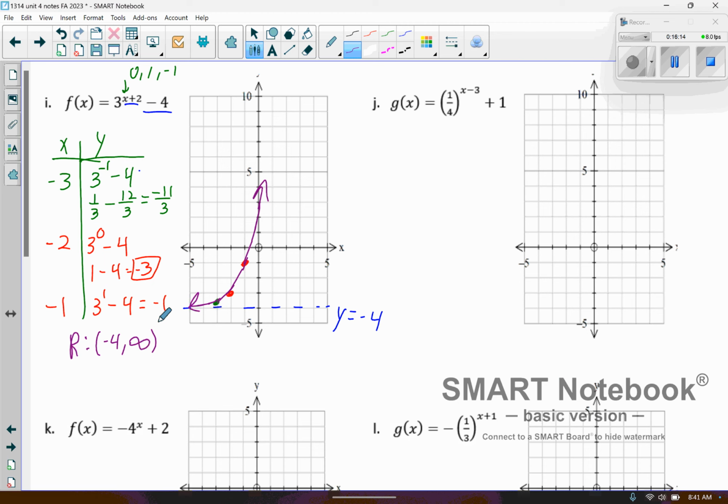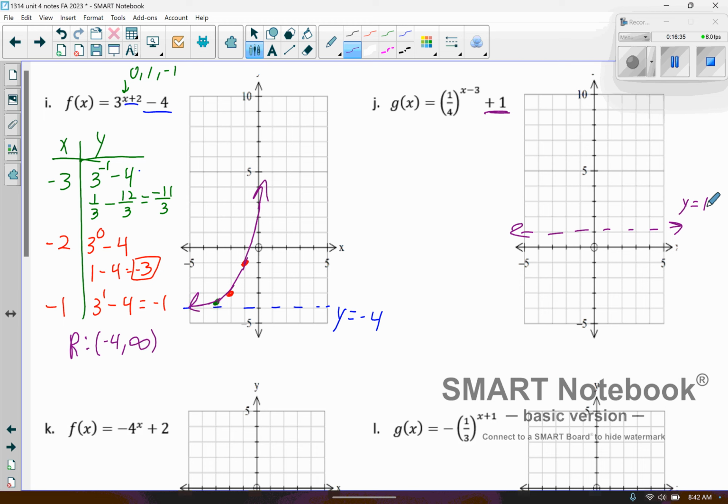Okay, the next one's very similar, except that our base is going to be 1/4. And so it's going to be a decay instead of a growth one. Instead of increasing, it's going to be decreasing, coming down. I am going to shift up 1 unit right here. So I'm going to have a horizontal asymptote right here at y equals 1.